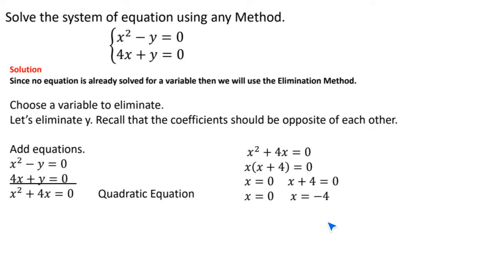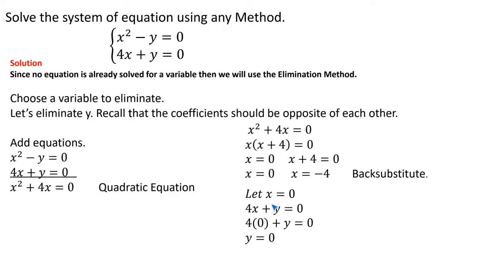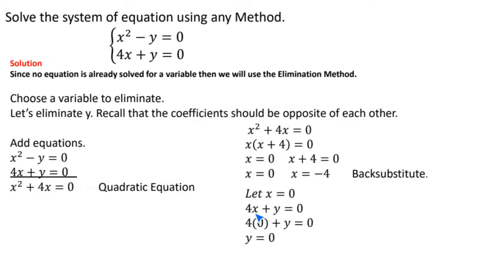Well, we need to find the y's that go with those x's. We can just take one at a time. So let's look at x equals 0. If I plug in 0 for x, I'm going to use the second equation. 4 times 0 plus y equals 0. 4 times 0 is 0, so we end up with y is equal to 0.